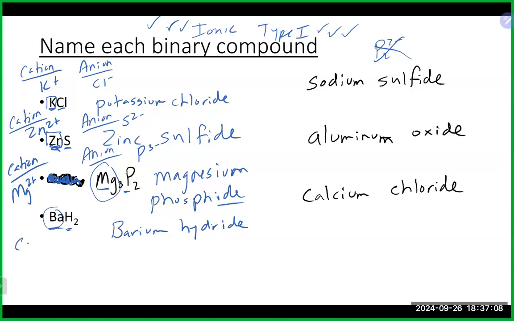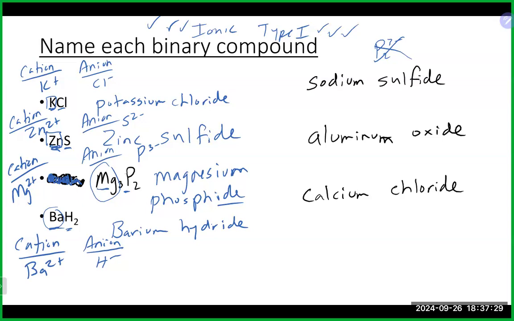Here, the cation would be barium with a +2 charge, and that is a metal where hydrogen comes second, and that is the time where hydrogen will be negative in this case, which is the hydride version of it. Any questions on any of those names there?